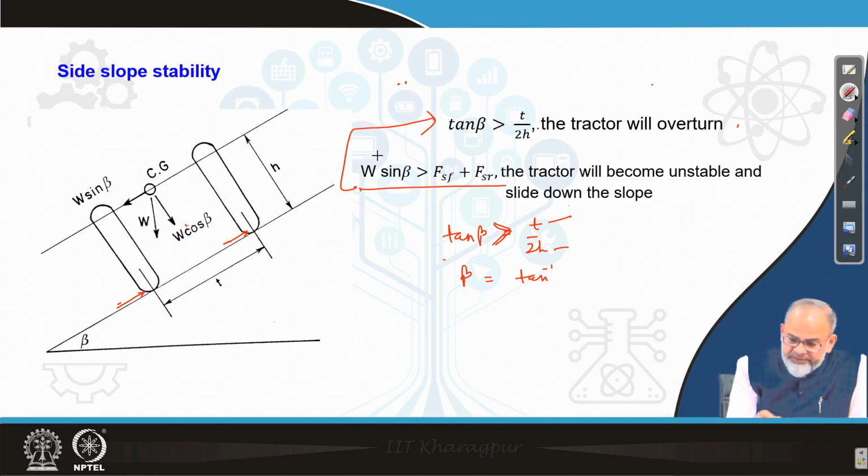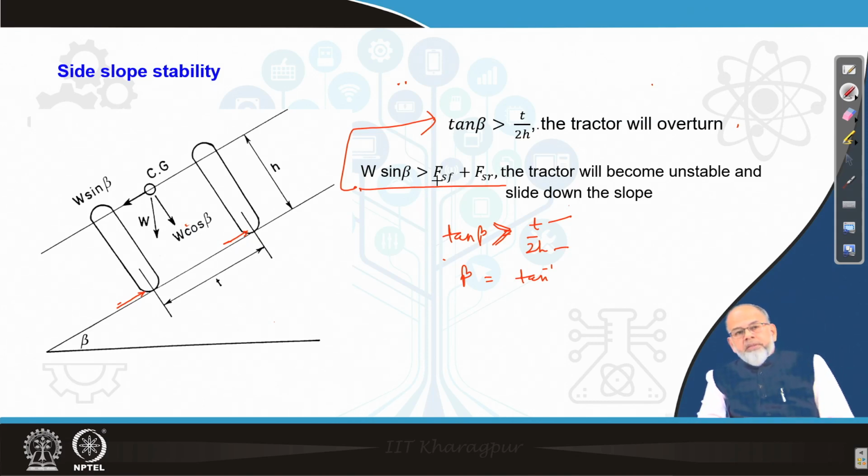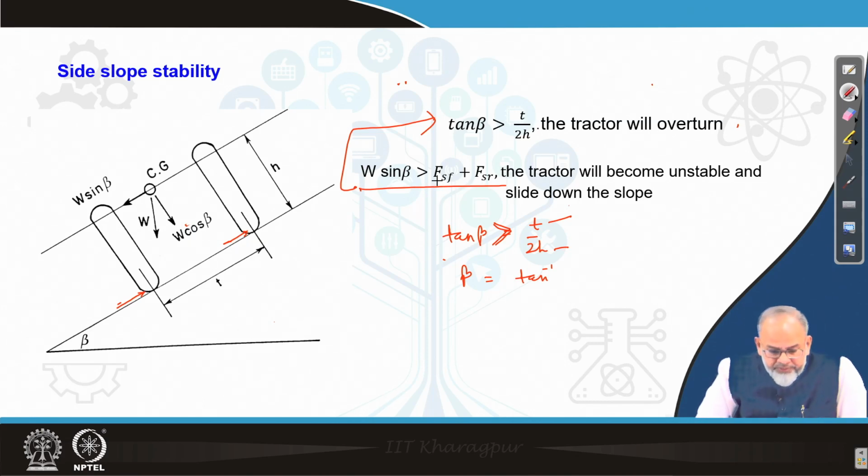Okay. So, F_SF means the total side force acting on the front wheels, and F_SR means the total side force acting on the rear wheels. That means you have to take the side force of both the front wheels and the side force of both the rear wheels.